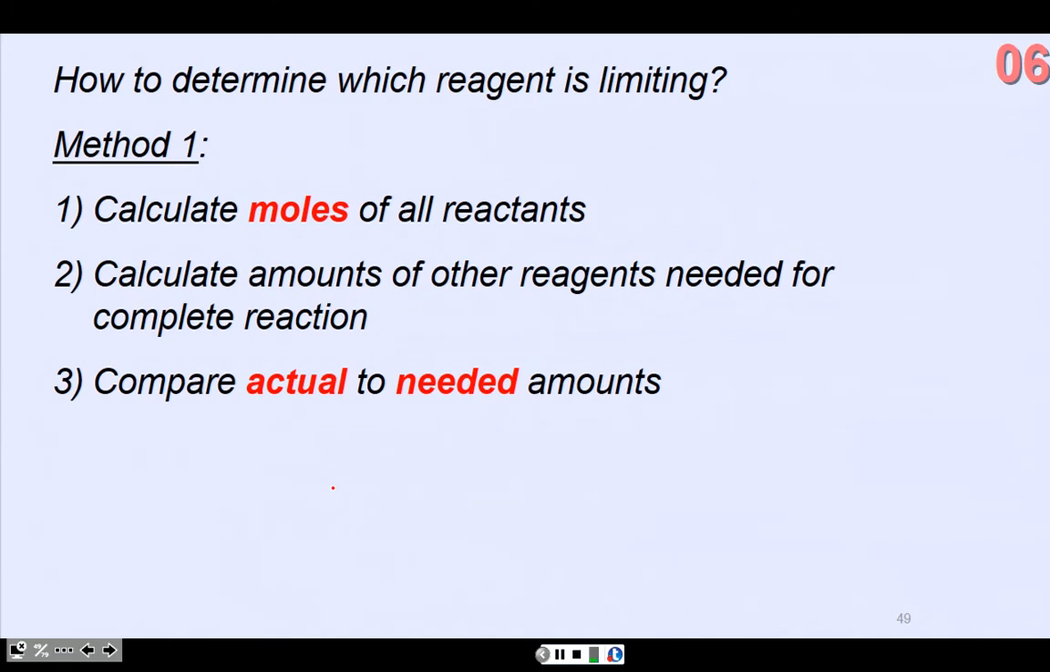There are 2 different strategies suggested for determining which reagent is limiting, and we'll describe each of them, and then we'll do a couple of examples. Method number 1 is to calculate the moles of all the reactants that are provided. Following that, you calculate the amounts of all the other reagents that are needed to complete the reaction with those numbers of moles of reactants. Then you compare what actual moles are available to the needed ones, and that will reveal what is limiting.